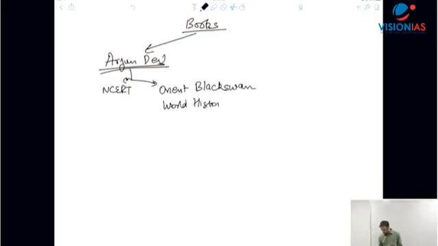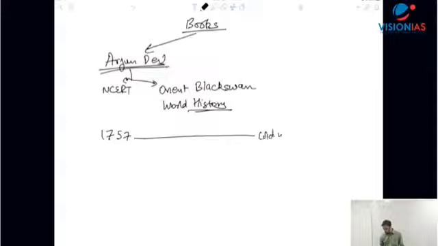Now, in your syllabus for world history, the whole syllabus actually extends from somewhere around the 1757 period, or from the Industrial Revolution period, to the Cold War era. This includes World War One, World War II, and the post World War II period also. This also includes the period from 1700s to 1900.